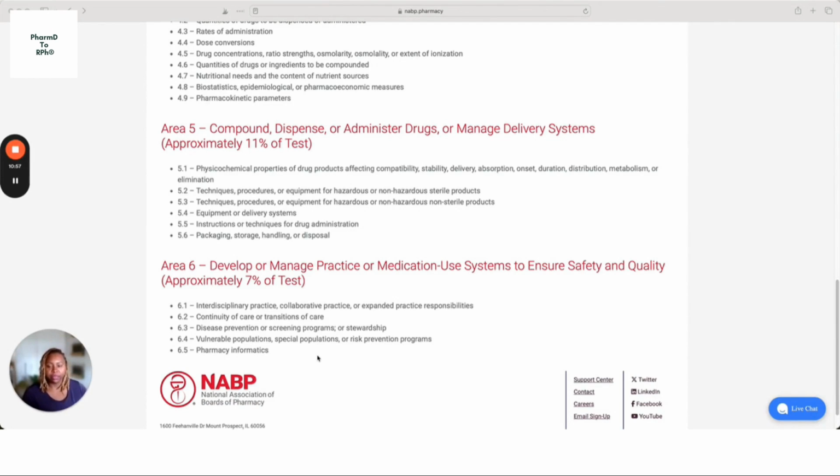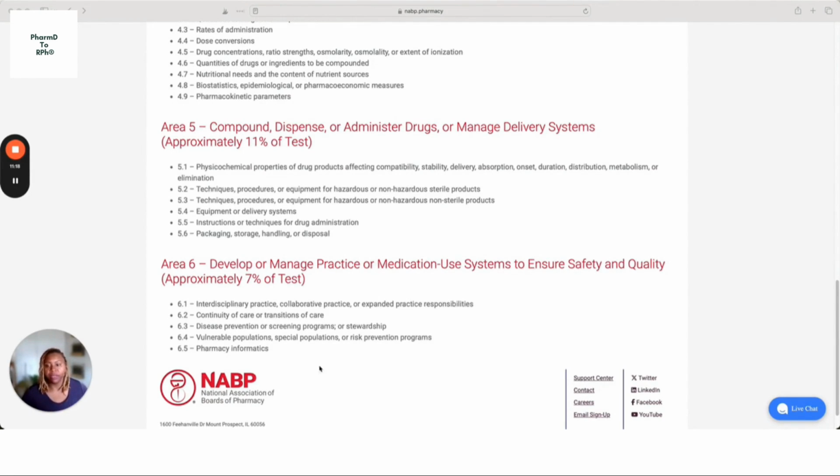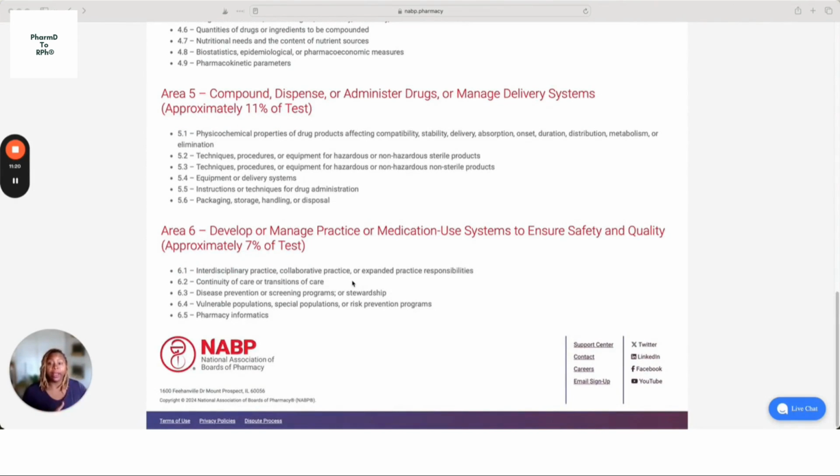Then you have Area 6. Area 6 is develop or manage practice or medication use systems to ensure safety and quality. People love this: medication safety, quality assurance. There is no particular way of preparing for this particular section. Being honest, this is more so like thinking like a clinician. This is more so scenario based. There is absolutely no particular way of doing this, so just be mindful of this.